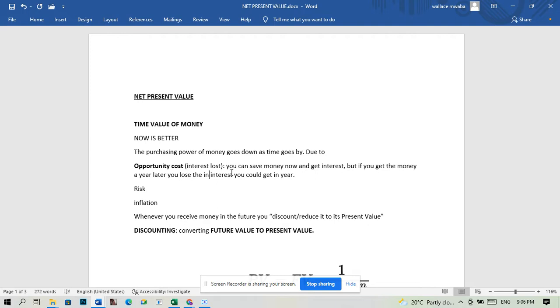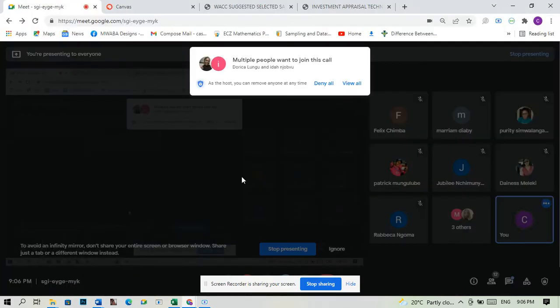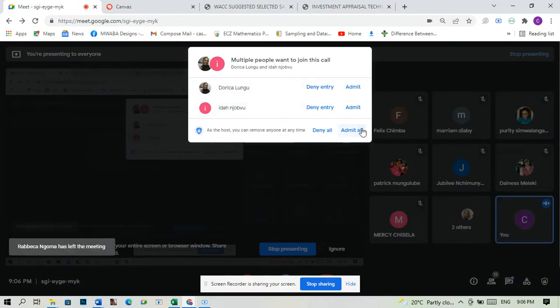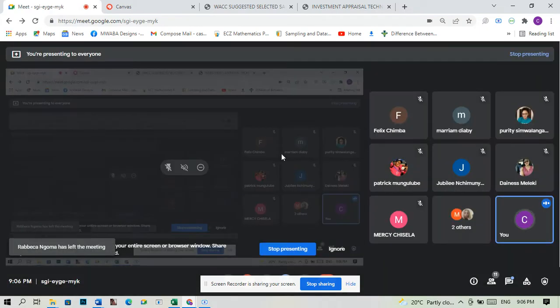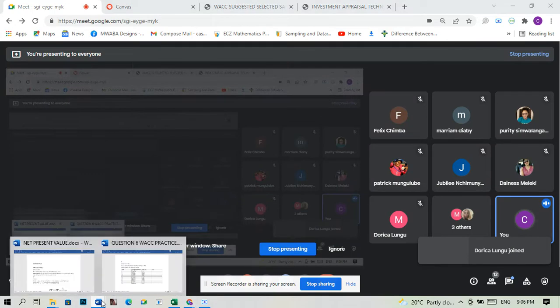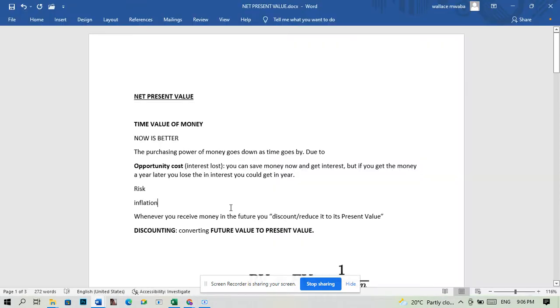So if you're given money now versus, let's say, a year from now, if you choose to get the money later, you will lose interest. You're going to lose interest because you would have put that money in the bank, and at the year end you would have got interest, versus getting it a year later. Other reasons why money's purchasing power goes down are risk and also inflation. Remember, inflation is the rising of prices.